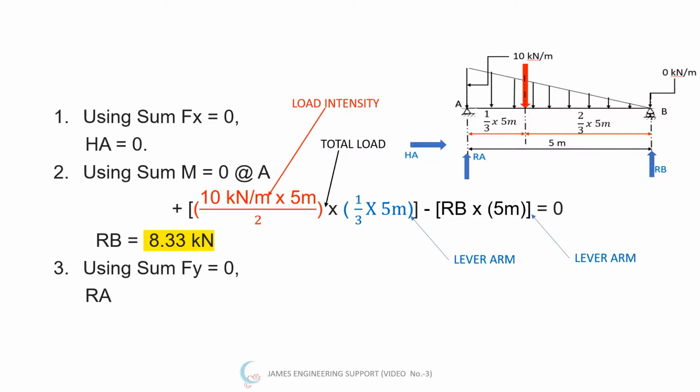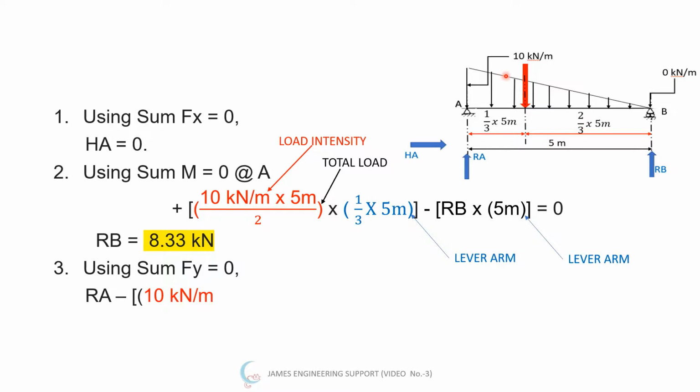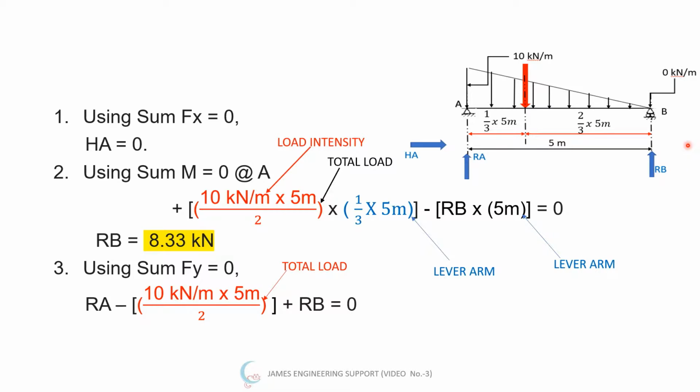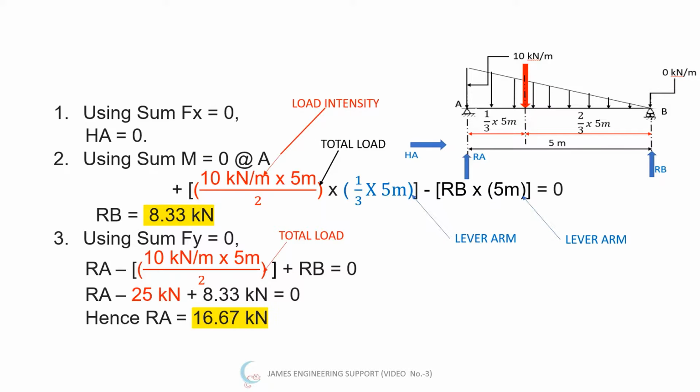So we will consider the vertical reactions now. So RA positive minus 10 kilonewton per meter multiplied by 5 divided by 2 will be the total load. Then RB is equal to upward positive. After equating it to 0, and adding the value of RB to the equation, we will get the answer as 16.67 kilonewton.